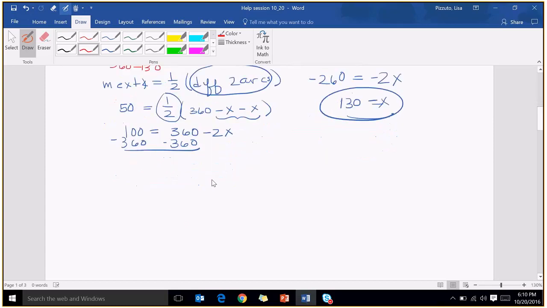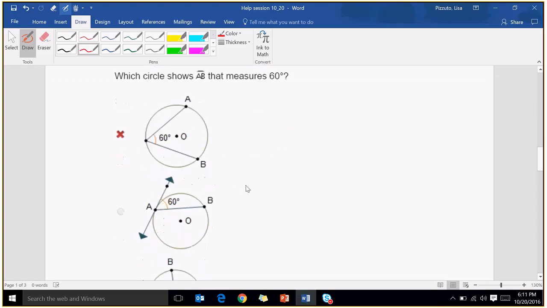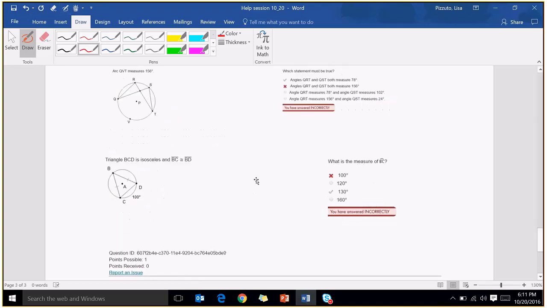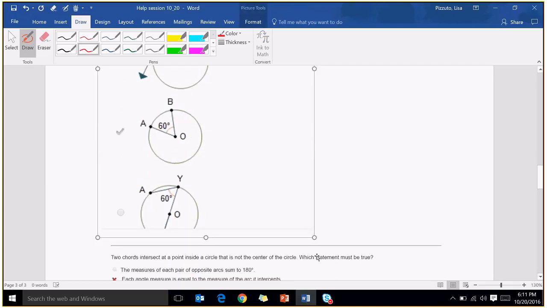All right, so this question, wow, it looks massive here. Let's see if I can shrink this a little bit so we can see more of that. Nope, it doesn't want to let me go like this, maybe.